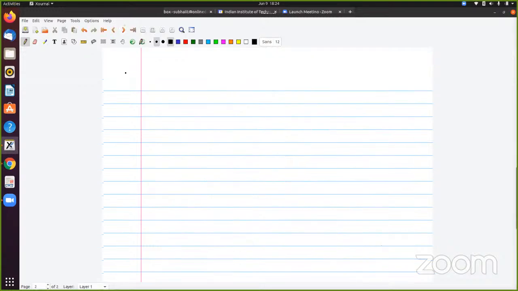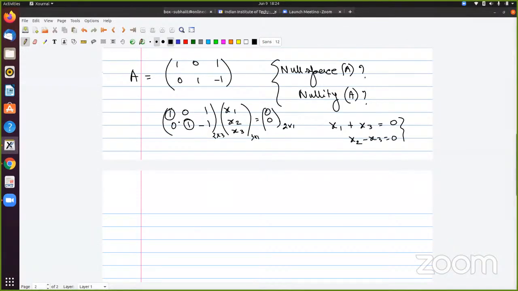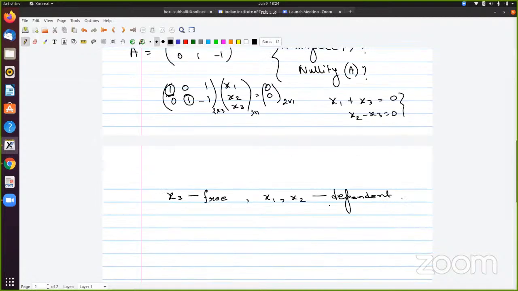What are the independent and dependent variables here? As I said earlier, the pivot elements give the dependent variables, and the column with no pivot element gives the free or independent variable. So x3 is free, and x1 and x2 are dependent. Now, how do the dependent variables depend on the free variable? If you solve this, x1 is minus x3 and x2 is x3.